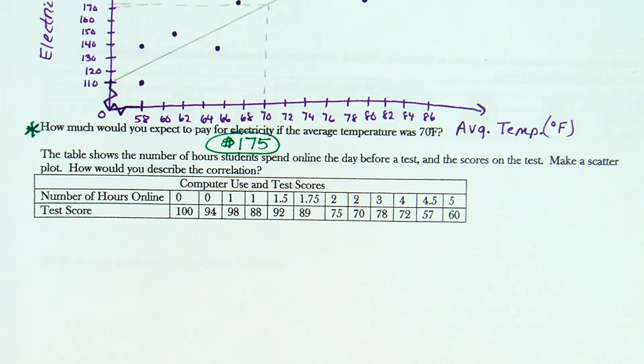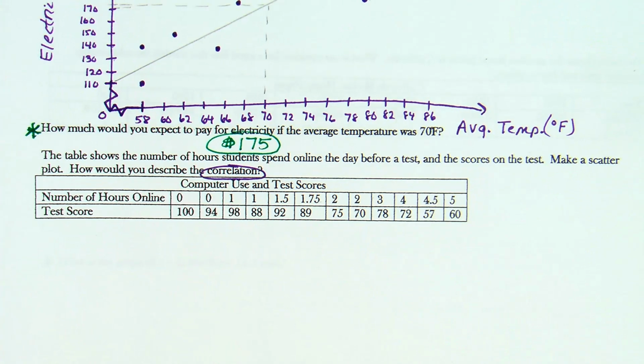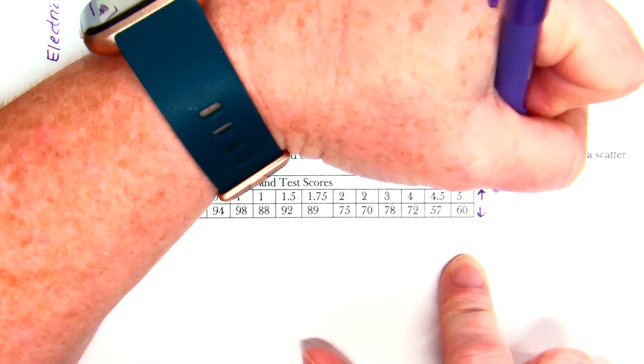Negative. As you look at this, and I always tend to put increase on the first item, as the number of hours online increase, your test scores decrease. So as these are increasing, my test scores are decreasing. So it's a negative correlation, and that represents negative correlation.